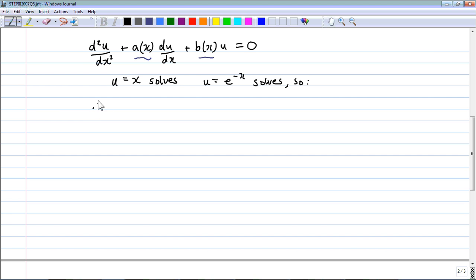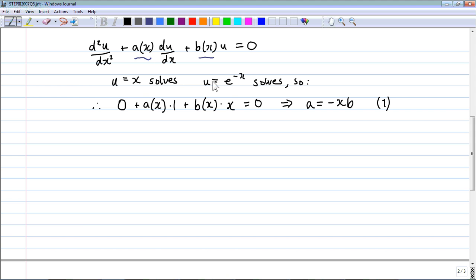So if we start with u equals x, d2u by dx squared is 0, and du by dx is 1, and b(x) times x must be equal to 0. So this gives me something simple like a equals minus x b. Well, let's just say a equals minus xb, that's less confusing to look at. So we could consider this as equation 1.